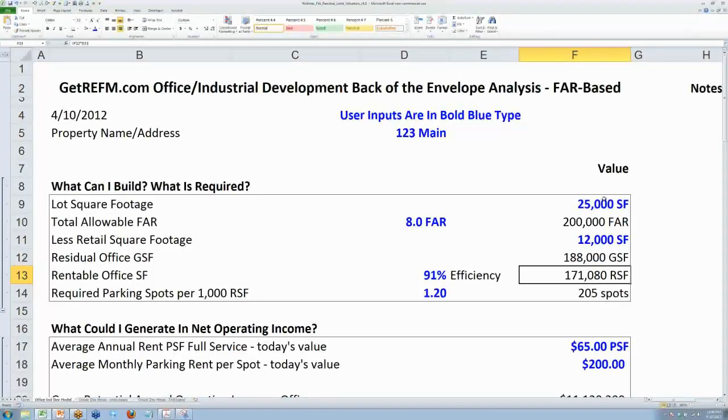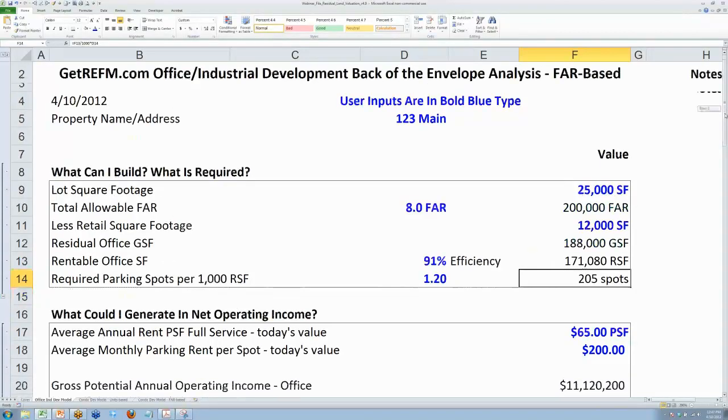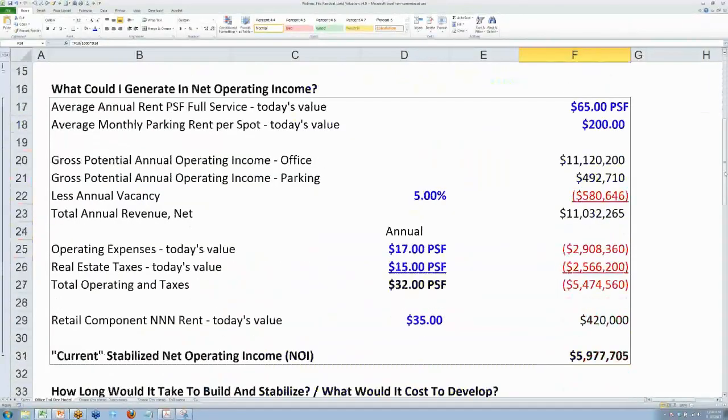And so what we're left with here is the following. We have a 200,000 square foot building, 171,000 rentable square feet for the office use, and let's say that the requirement is that we have 1.2 parking spots for every 1,000 rentable square feet, which means we need to build 205 parking spots. Okay, so with 3 or 4 inputs, we immediately have some visual conceptualization of the physical manifestation of this asset. So that's good for us in terms of thinking visually as a developer. It's really important to understand how these things might work out in actuality.